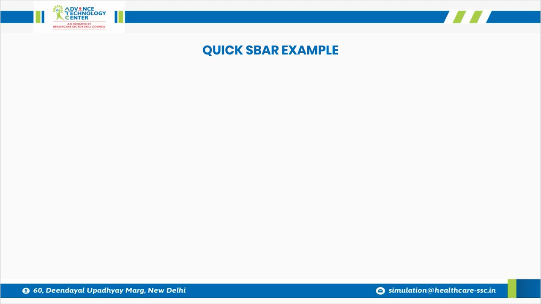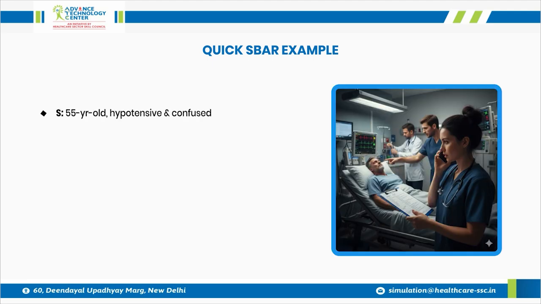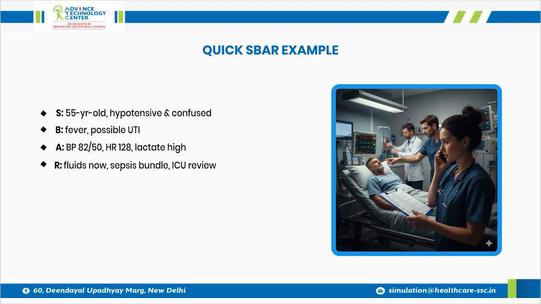Quick SBAR example. 55-year-old, hypotensive and confused. Fever and dysuria suggests sepsis. Blood pressure 82/50. Heart rate 128. Elevated lactate. Request fluids now, initiate sepsis bundle and ICU review. Short, clear, and sets the next actions.